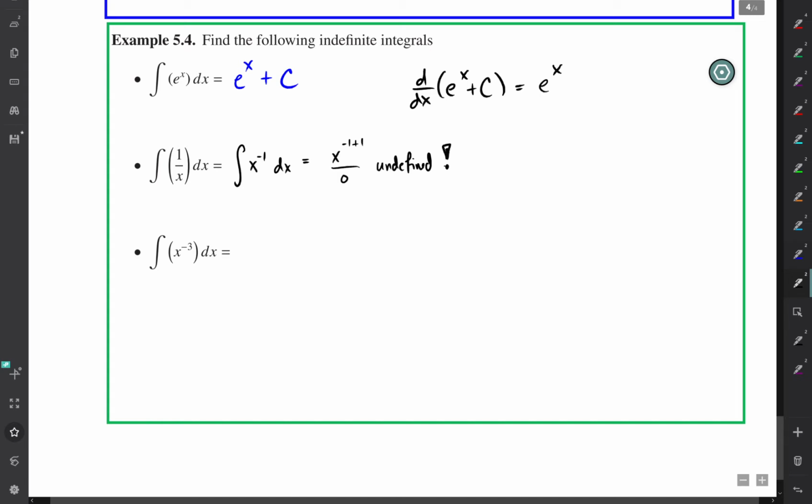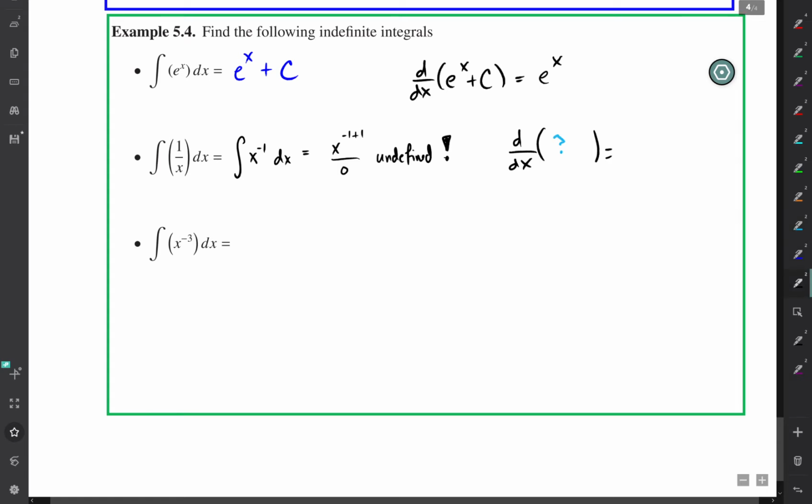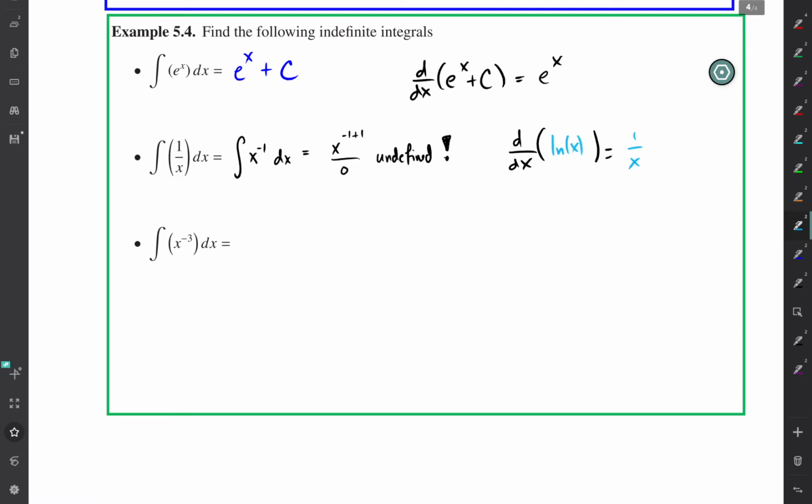But if you think to yourself, well, what can I take the derivative of? What derivative of some function would give me 1 over x? And you should remember this from last week, that the derivative of the natural log of x is equal to 1 over x. And so the one time where this rule doesn't work, it's actually because we're taking the derivative of natural log of x.